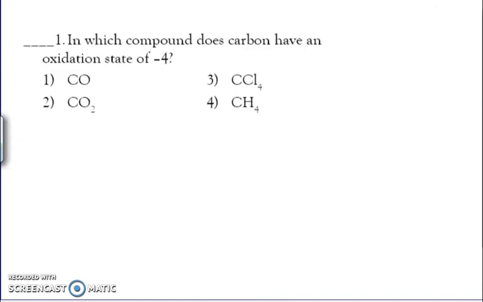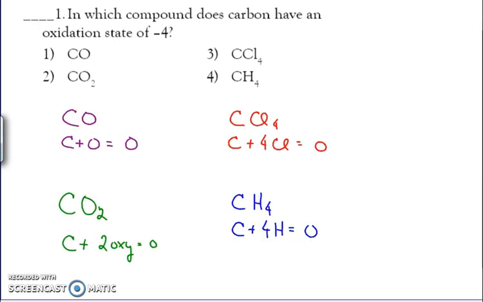So here's a couple questions. Go through this question. In this problem, we're looking for carbon to have an oxidation state of negative 4. Well, the first one, carbon monoxide, you have a carbon plus oxygen being 0. So oxygen is going to be a negative 2, so therefore carbon has to be a plus 2. That's done there. In carbon and chlorine, chlorine is going to be a negative 1, so you have 4 negative 1s. So therefore carbon has to be a plus 4. So that's done.